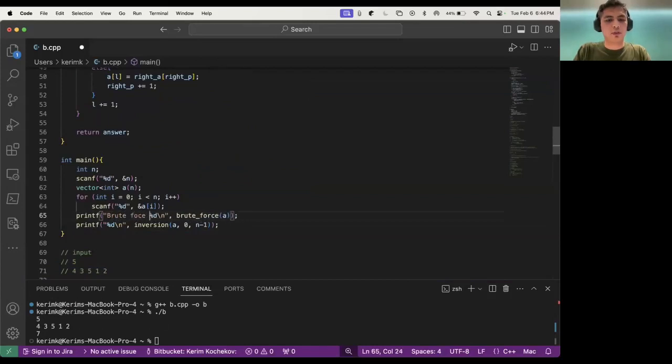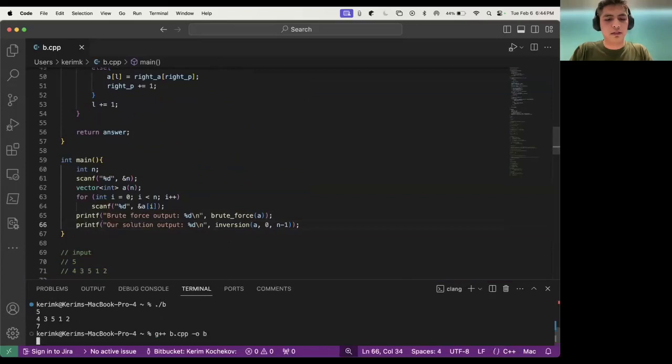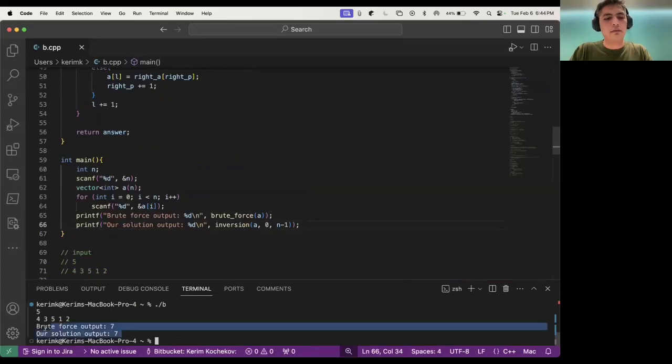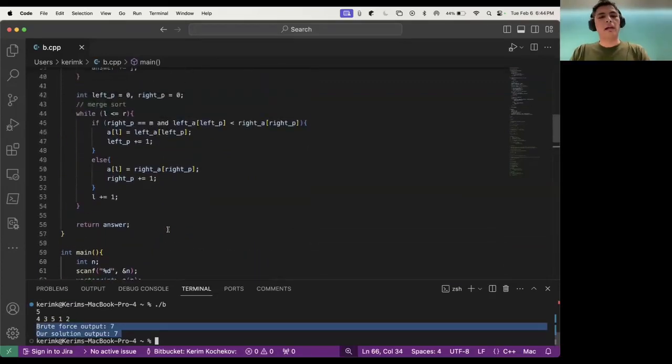Brute force output and our solution output. Let's see whether both match or not. Yeah, both of them match.